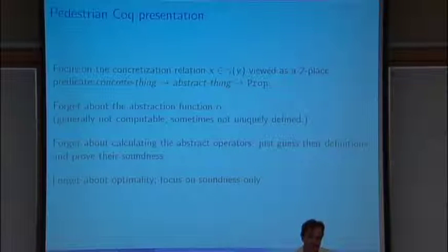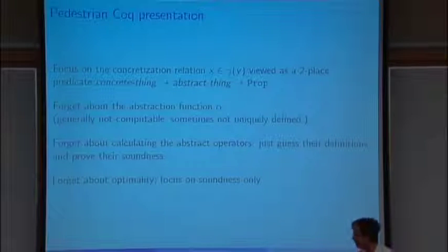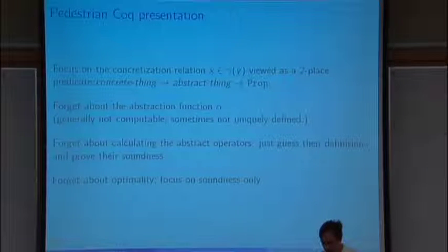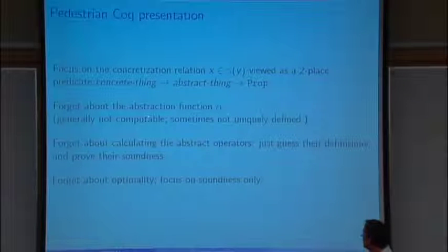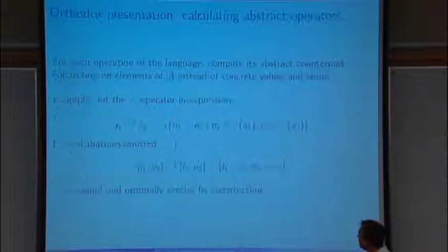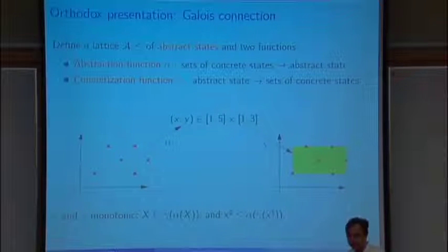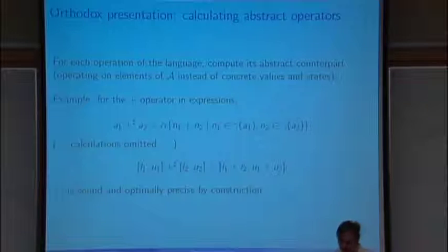However, this is extremely painful to formalize in a proof assistant like Coq. And in particular, because the abstraction function is generally not computable, and proof assistants don't like non-computable functions. And actually, for advanced domains, alpha is generally not uniquely defined, so that's even worse. Yeah, for complicated domains, there's in general no best approximation for a set of points. There might be several incompatible ones.